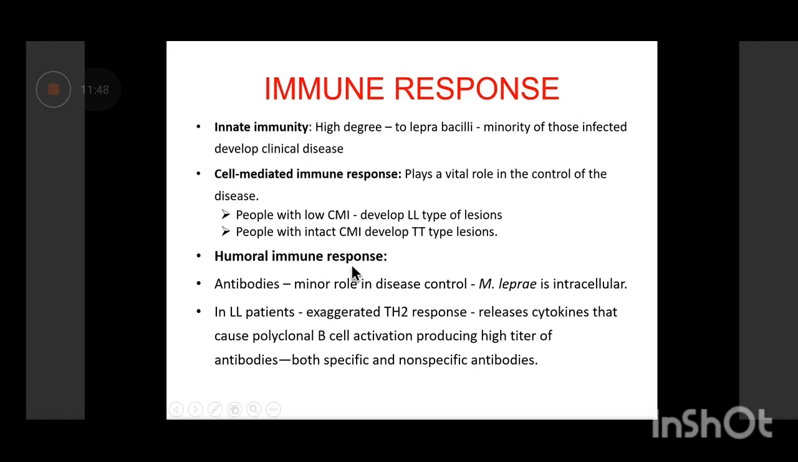Now, the humoral immune response, the antibodies. Since it's an intracellular parasite, antibodies don't have much role in the control of the disease. But in lepromatous leprosy patients, there is an exaggerated Th2 response, which leads to release of cytokines that lead to increased polyclonal B cell activation. So there will be a high titer of antibodies seen in lepromatous leprosy, which is both specific and non-specific type.